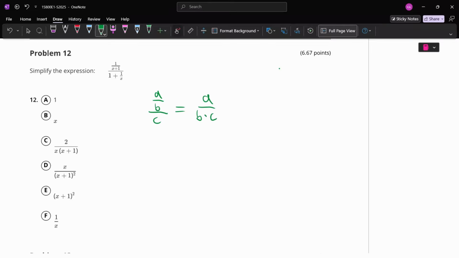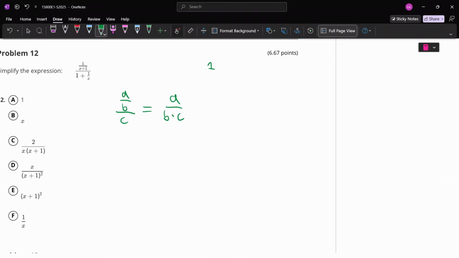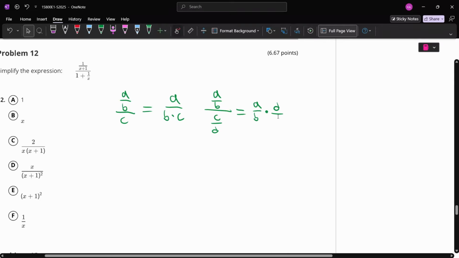If you're not sure where that rule comes from, you can also just use the rules of the way dividing two fractions works, where we know that, let's say we have two fractions. Let's say we have a over b divided by c over d. This would be the same thing as cross multiplying and ending up with a over b times d over c.